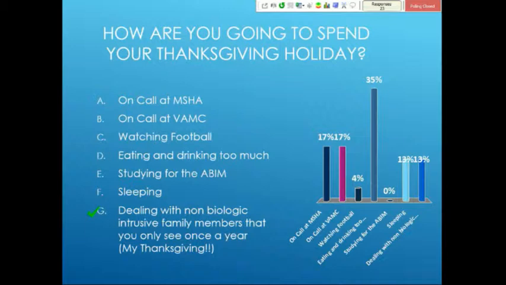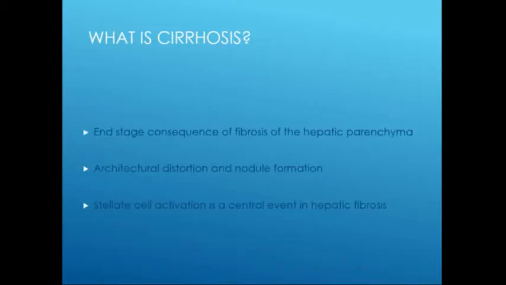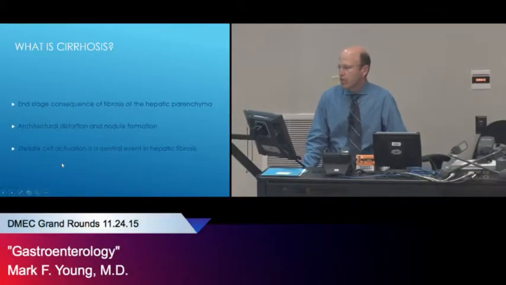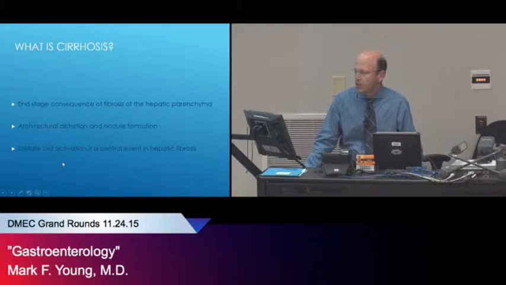So my answer would be dealing with these non-biologic family members. A lot of your patients and a lot of the house staff will ask, what is cirrhosis anyway? If you wanted a definition of cirrhosis, that would be end-stage consequence of fibrosis of the hepatic parenchyma with architectural distortion, nodule formation, and stellate activation.